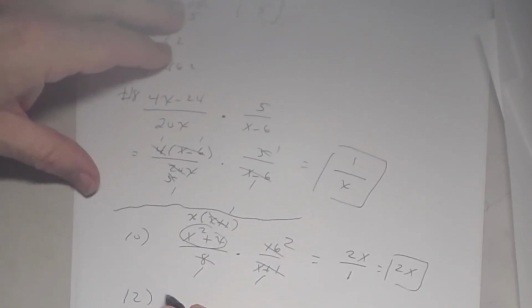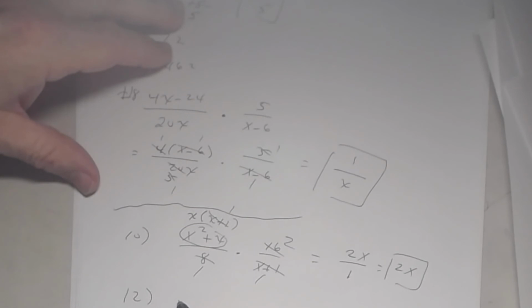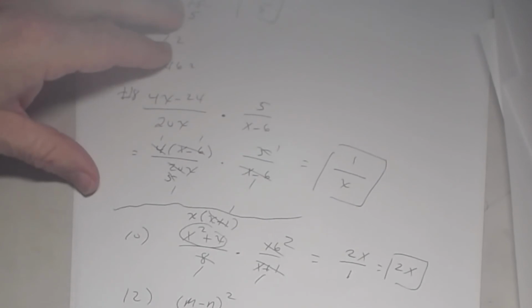All right, so that's number 10. All right, number 12. It's not difficult, you've got to know how to factor. My first rational expression looks like this: m minus n squared over m plus n, times the numerator m and the denominator m squared plus mn.